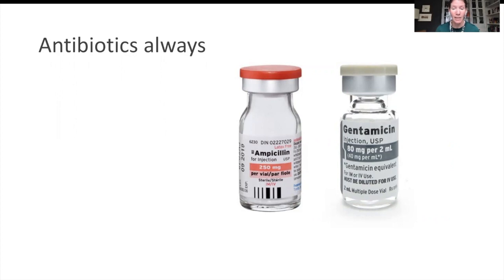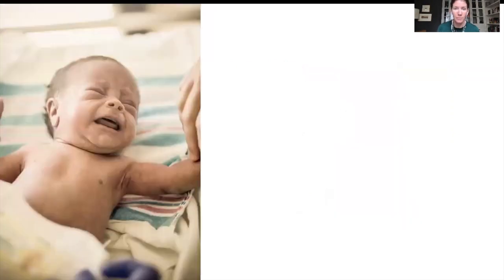So it goes without saying that for any sick neonate, you're going to be starting antibiotics. So Ampin-Gent or Ampin-Tobra, very reasonable regimen to start. We will add cefotaxime if we're worried about meningitis. And of course, if the baby's very unwell or unstable, we're not going to worry about doing an LP.